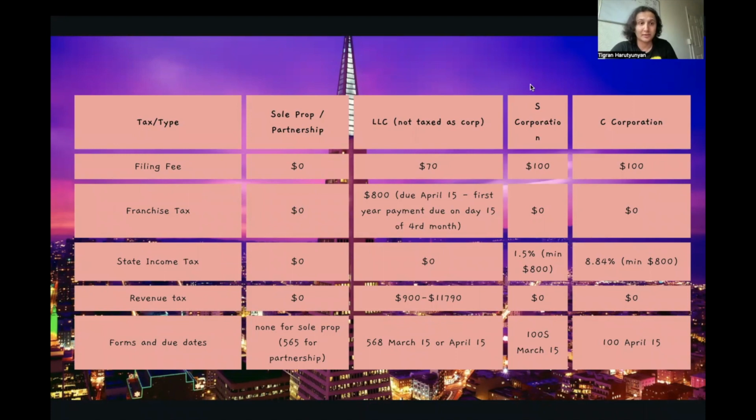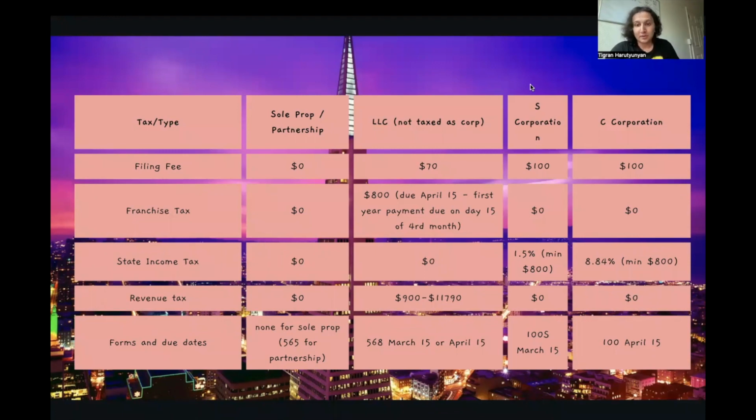And the minimum corporate income tax is $800. So even if you had zero dollars in net profit, even if you had no transactions, you still have to pay $800 a year to keep your company up and running. There's no revenue tax on corporations, which is good. And the return and the payment is due on April 15.